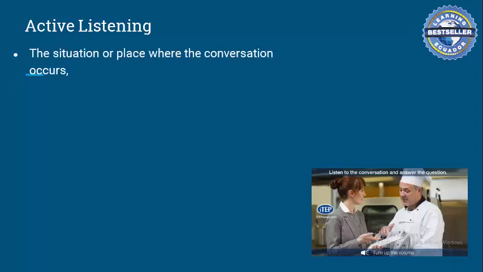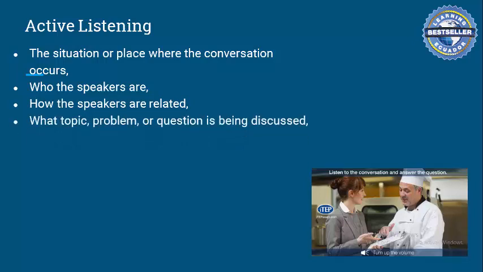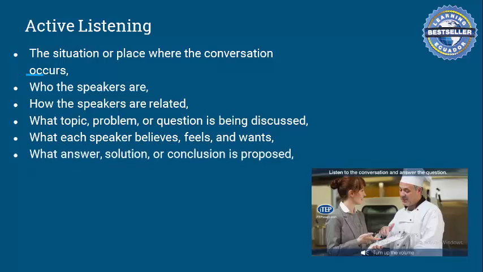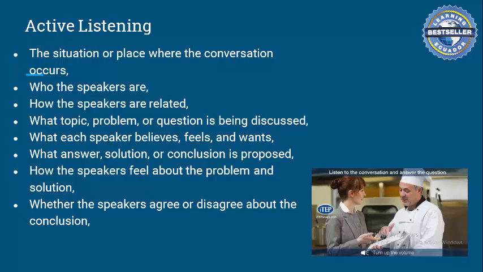First, the situation or place where the conversation occurs. Who the speakers are. How the speakers are related. What topic, problem, or question is being discussed. What each speaker believes, feels, and wants. What answer, solution, or conclusion is proposed. How the speakers feel about the problem and solution. Whether the speakers agree or disagree about the conclusion. And finally, what action or actions are likely to be taken next.